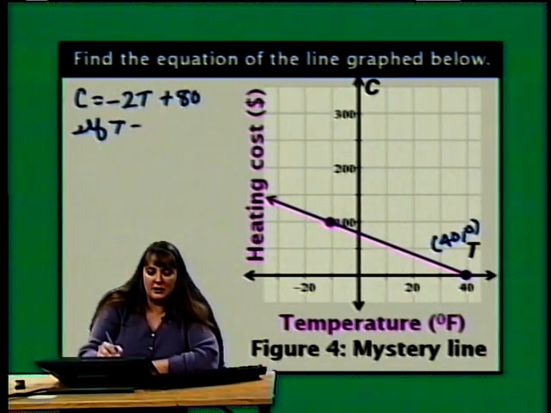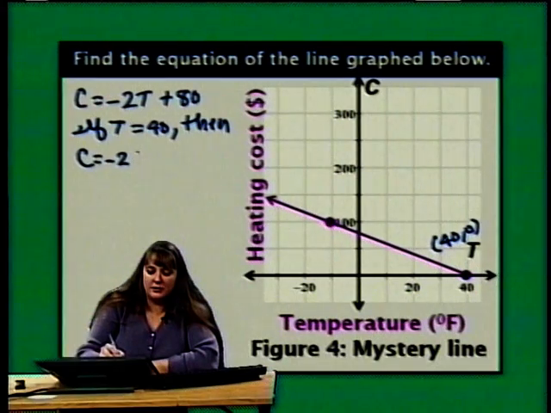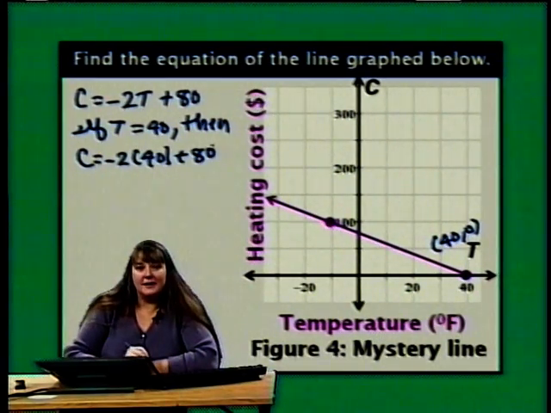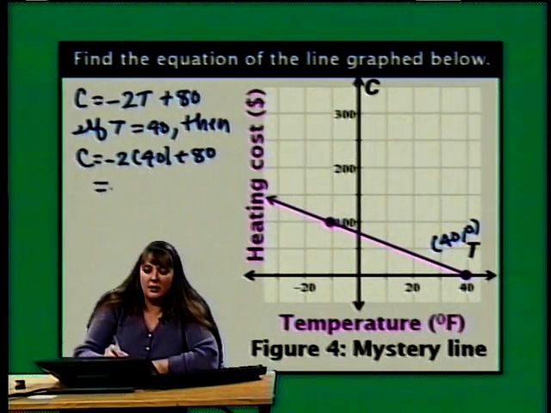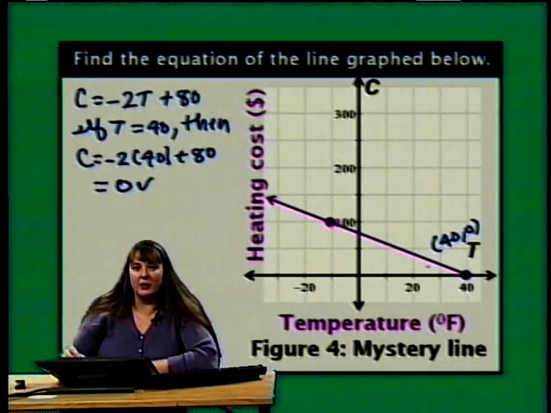So if t equals 40, then c equals negative 2 times 40 plus 80. Negative 2 times 40 is negative 80. When we add negative 80 to positive 80, we get 0, which is exactly what we wanted. The point 40, 0 is a solution to this equation.